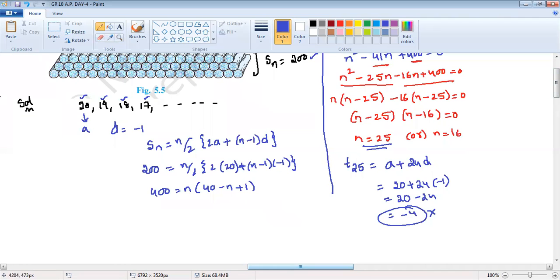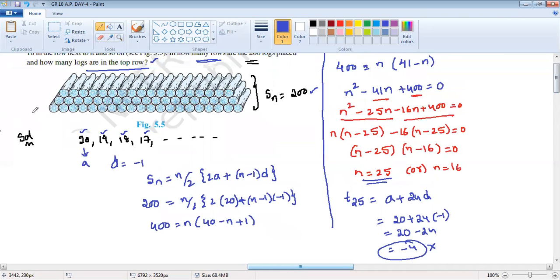Say this minus 4 cannot be possible. Why cannot it be possible? Because we are counting. This is a real number. We are able to count how many logs are there: 20, 19, 18, 17, like that. But when you go for the 25th row, you cannot say top layer minus 4 logs. Minus 4 logs is a virtual number. So minus 4 cannot be possible because we cannot say that the number of logs is minus 4. Then we'll try for 16th also, whether it is possible or not.